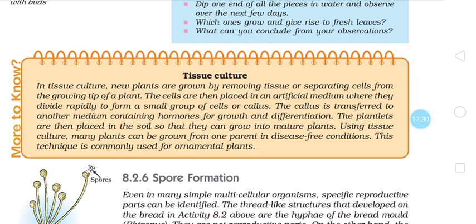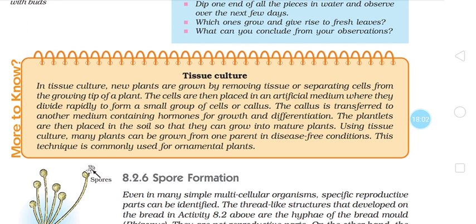Next is tissue culture. In tissue culture, new plants are grown by removing tissues or separating cells from the growing tip of a plant. The cells are then placed in an artificial medium where they divide rapidly to form a small group of cells or callus. The callus is transferred to another medium containing hormones for growth and differentiation. The plantlets are then placed in the soil so that they can grow into mature plants.